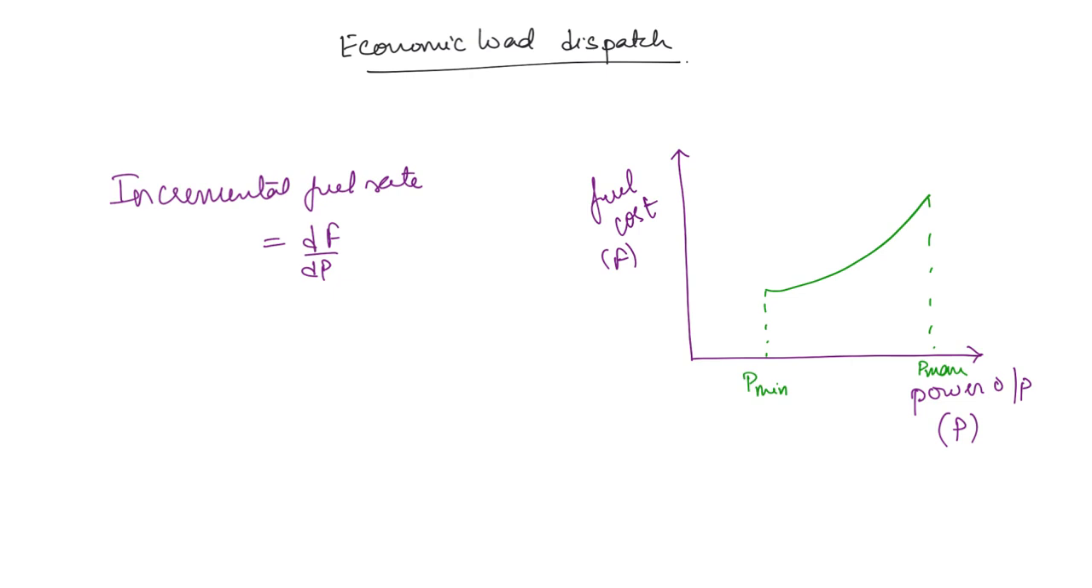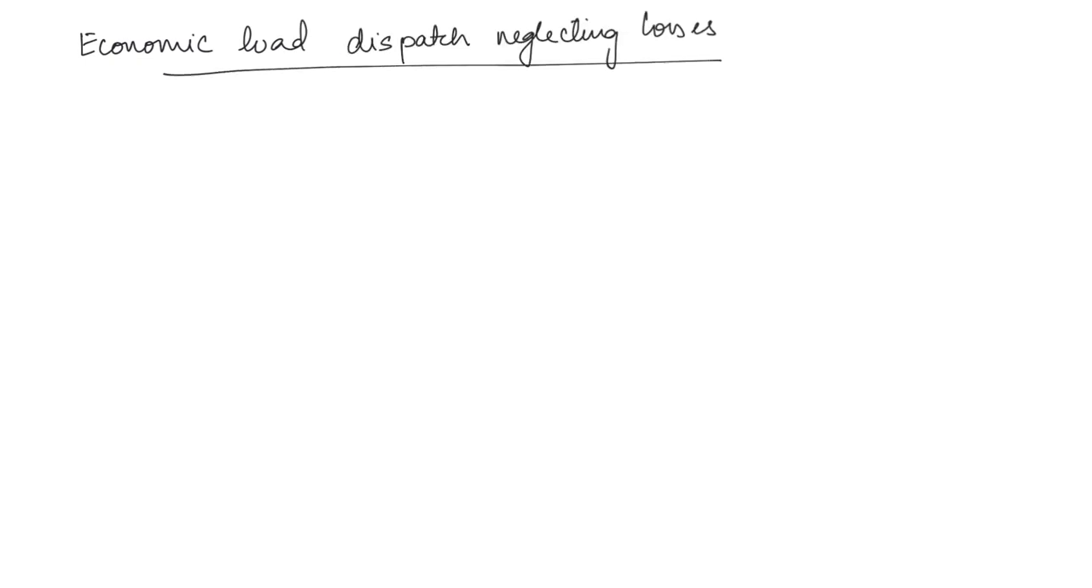Now first we will discuss the economic dispatch neglecting the losses, and then we will include the losses as well. Economic load dispatch without losses. So what is the objective here? We have to minimize the total fuel cost. There are going to be multiple generator units, and each generator unit is going to have a certain fuel cost. So we have to minimize the entire total fuel cost.